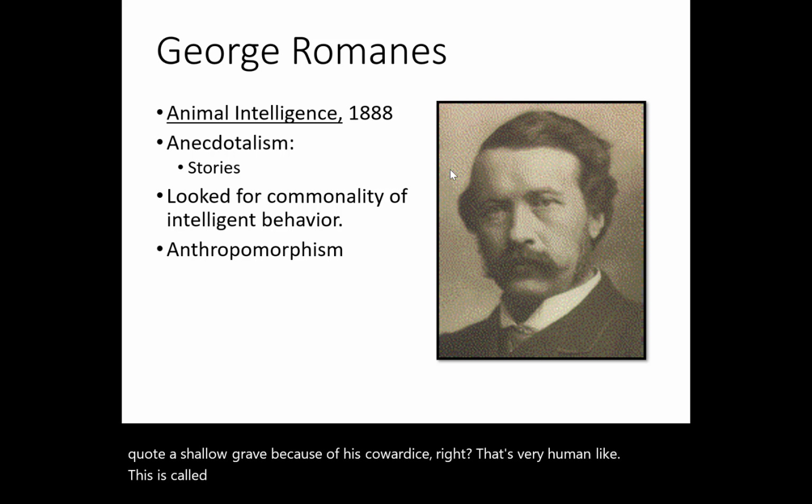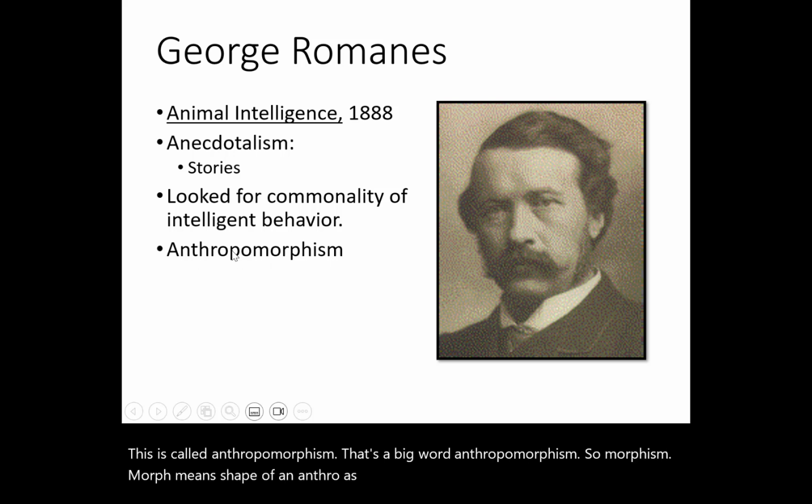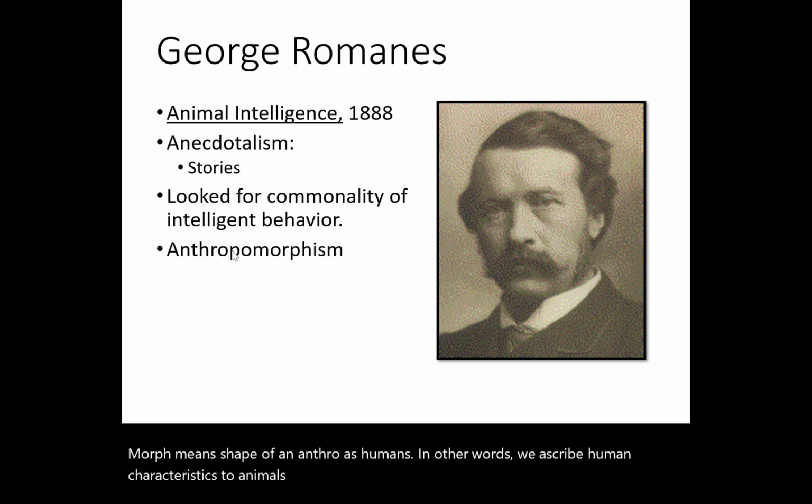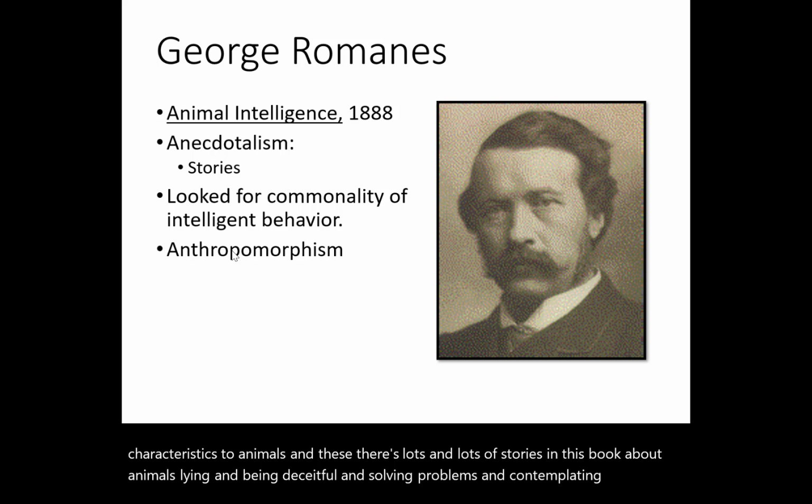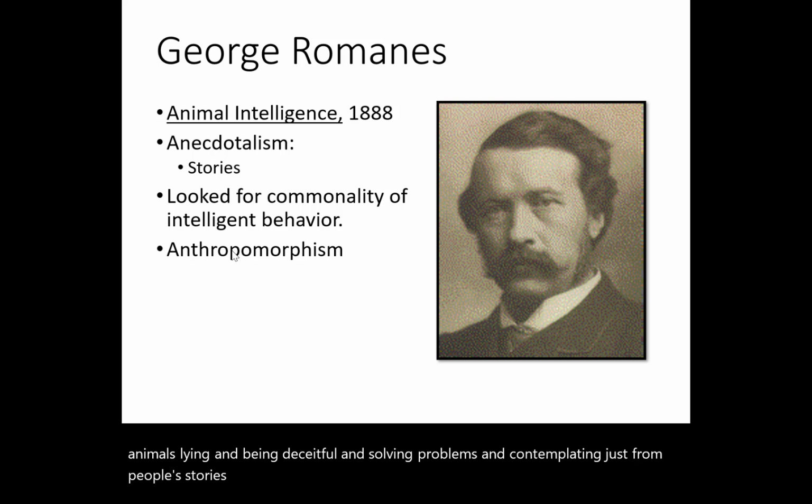That's a big word, anthropomorphism. So morph means shape of, and anthro is humans. In other words, we ascribe human characteristics to animals. And there's lots and lots of stories in this book about animals lying and being deceitful and solving problems and contemplating, just from people's stories that they sent to him.